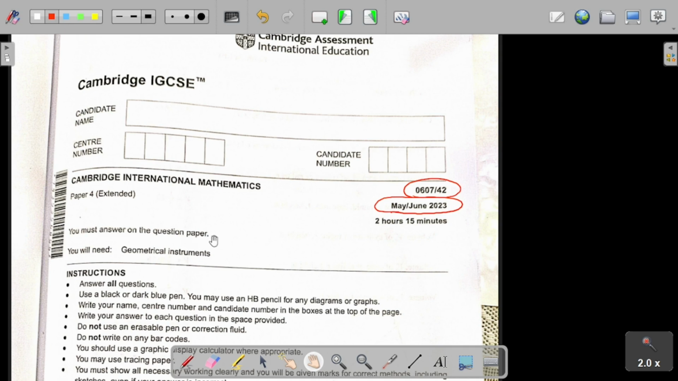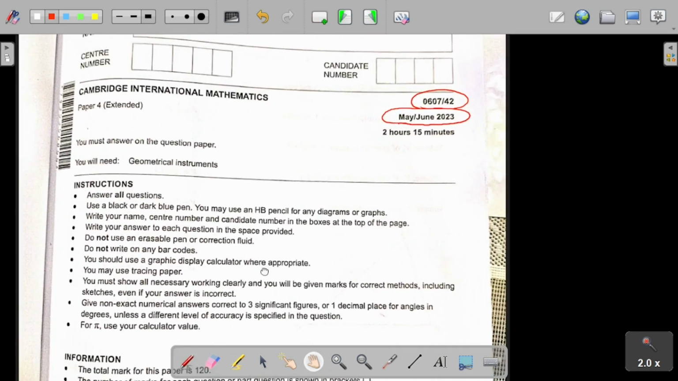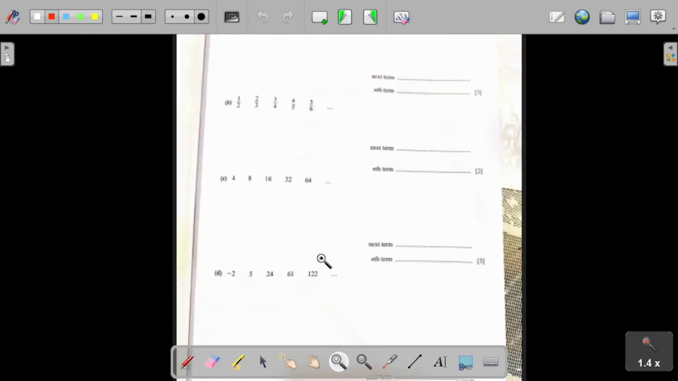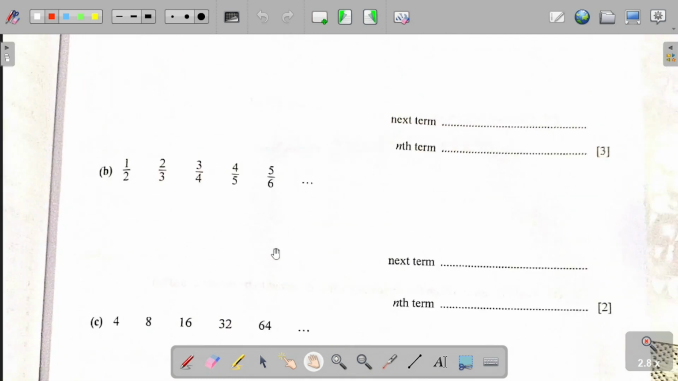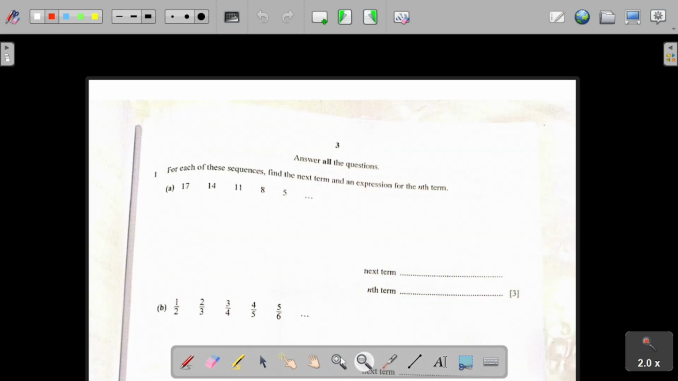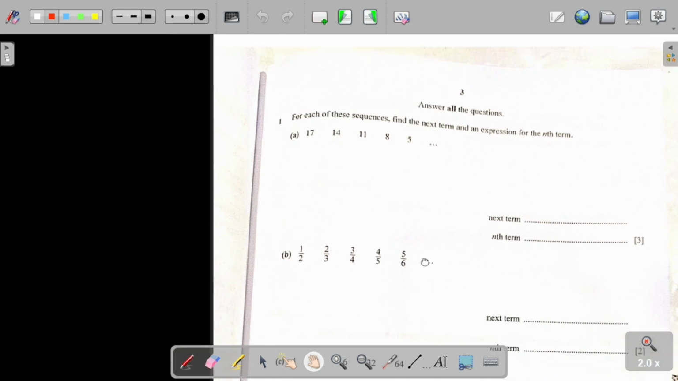So let's start today's video. The first question, as you can see, is based on this sequence. The question says, for each of these sequences find the next term and an expression for the nth term. So we may predict this type of question for this year also.